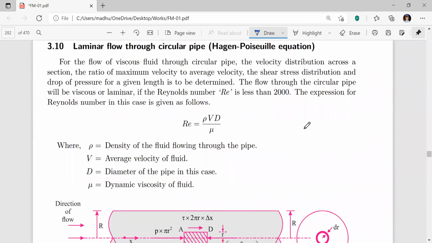In the next class we will derive laminar flow through a circular pipe, that is called the Hagen-Poiseuille equation. So this one is Couette flow. Next one will be laminar flow in a circular pipe, called the Hagen-Poiseuille equation. Once we complete the Hagen-Poiseuille equation, we will come to the problems of the Couette flow as well as the Hagen-Poiseuille equation. So go through this video several times until you get familiarized with the derivation.